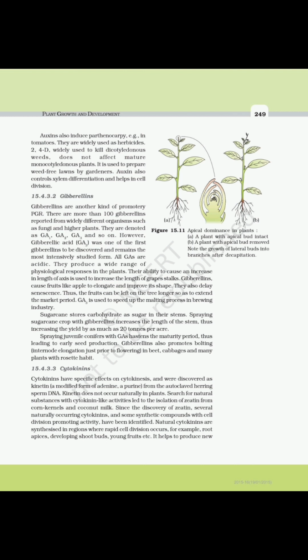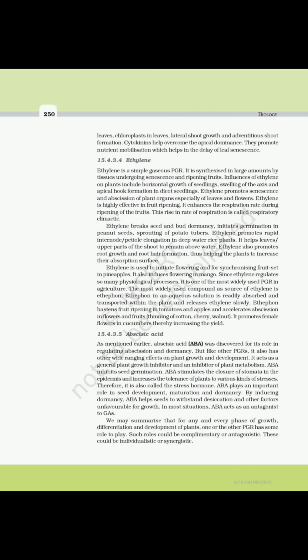Since the discovery of zeatin, several naturally occurring cytokinins and some synthetic compounds with cell division promoting activity have been identified. Natural cytokinins are synthesized in regions where rapid cell division occurs, for example, root apices, developing shoot buds, young fruits etc. It helps to produce new leaves, chloroplasts in leaves, lateral shoot growth and adventitious shoot formation. Cytokinins help overcome the apical dominance. They promote nutrient mobilization which helps in the delay of leaf senescence.